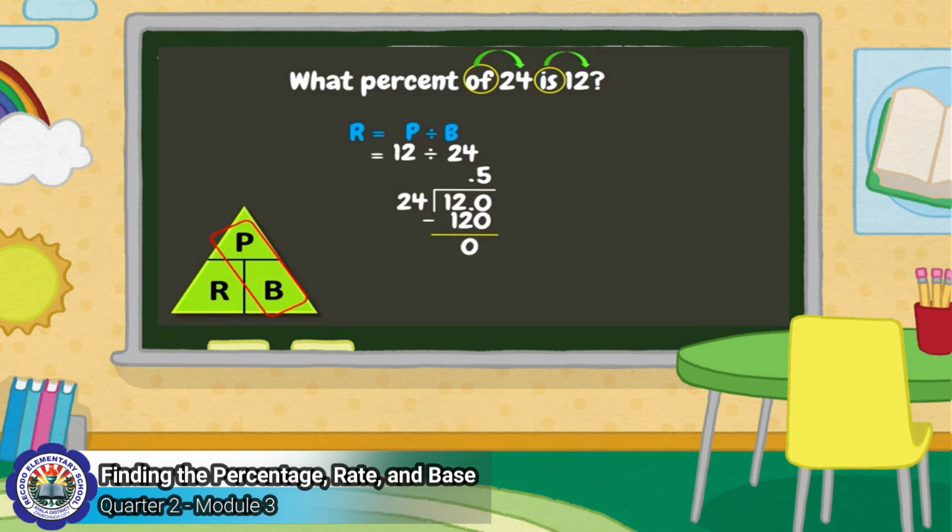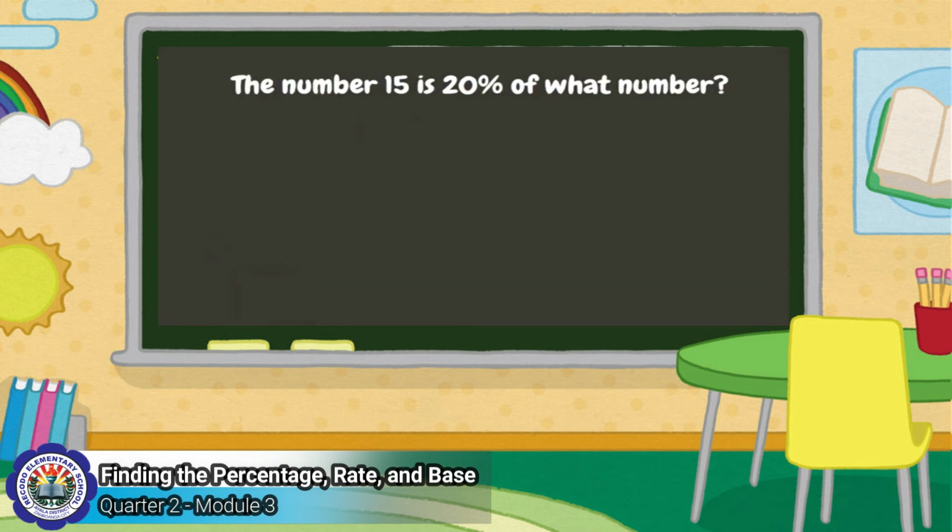Now to get the percent or the rate, we need to change the decimal to percent. Here, to change decimal to percent, we are going to move the decimal point 2 times to the right. 1, 2. Since there is a missing place value, let's put 0. Now let us change the decimal point to percent sign. Now our answer is 50%. This means that 50% of 24 is 12. Wonderful!